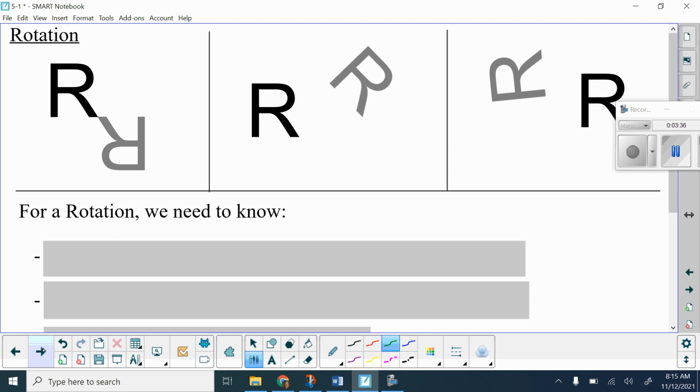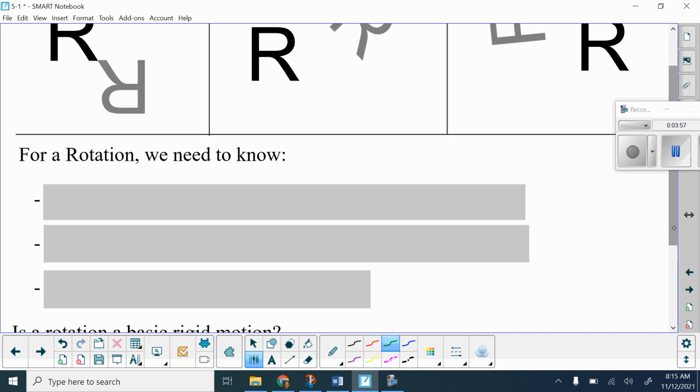All right, so here's our first transformation. We're going to talk about a rotation. So you can see all these R's have been rotated. They all look a little different because their center of rotation is in a different spot. And they've also rotated a different number of degrees. So for a rotation, those are some things we have to know.